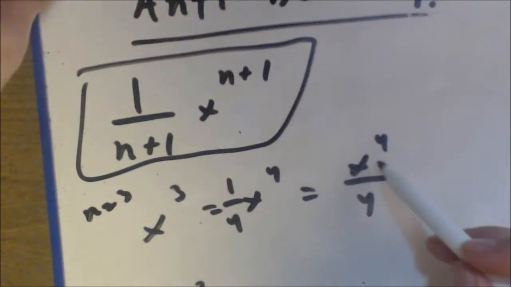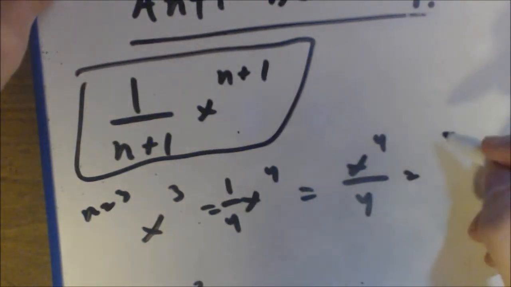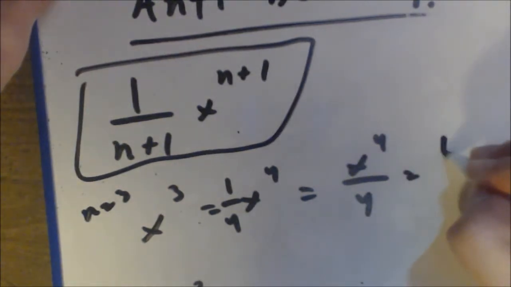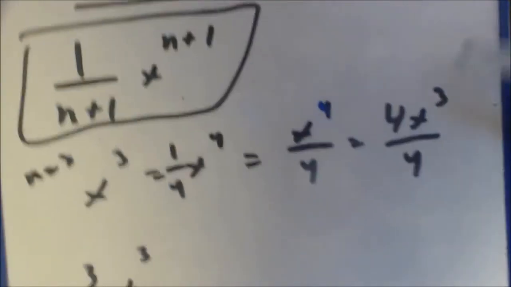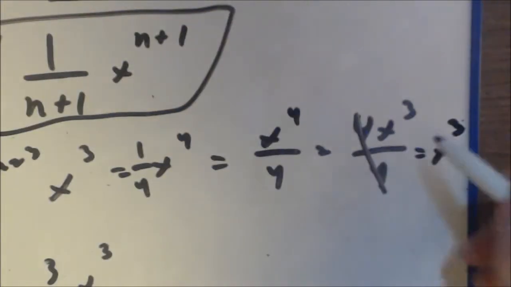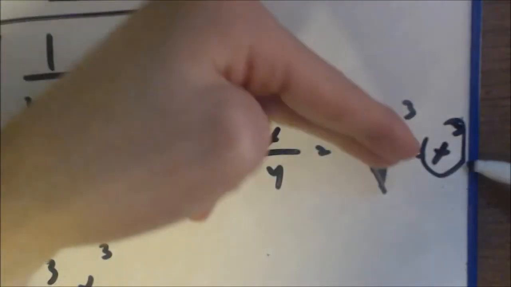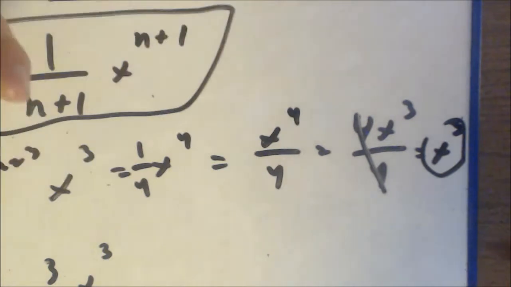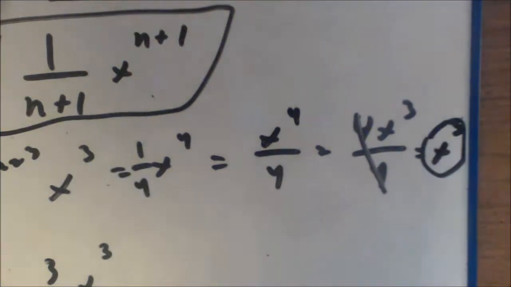Because now, when we take the derivative of this using the power rule, this is equal to 4x to the third all over 4. And look at that, the 4's cancel, and we're back to x to the third. So when you take the antiderivative, and then the derivative of the antiderivative, it is equal to the original, if that makes sense to you. I'll show you the next example.